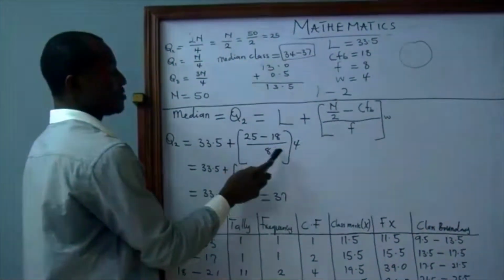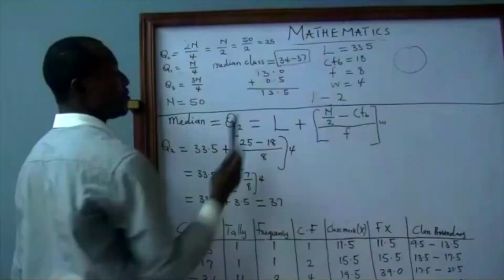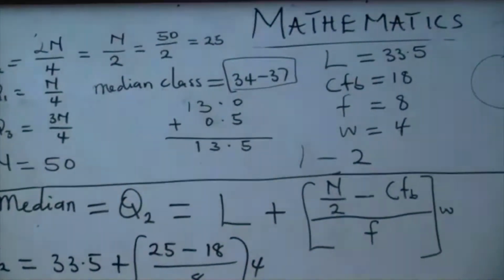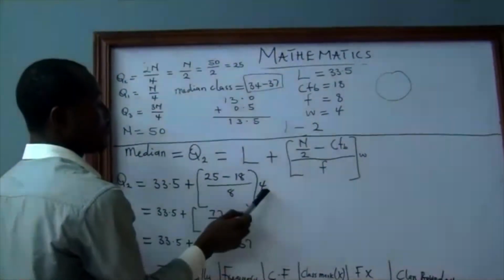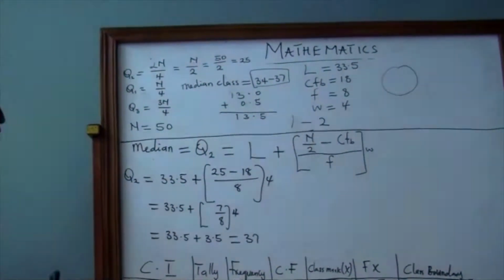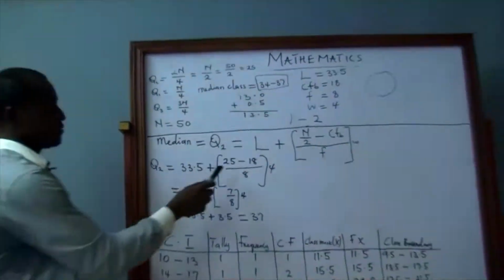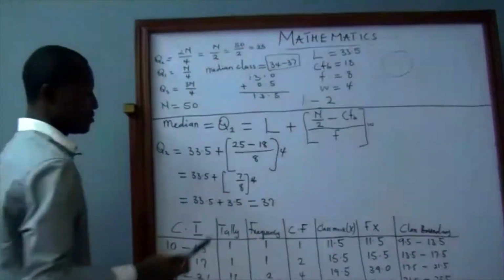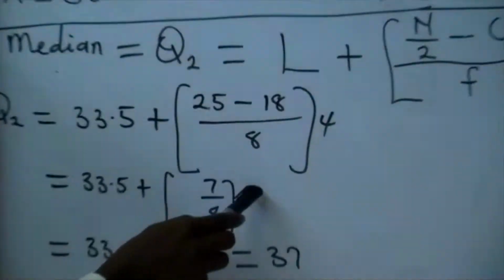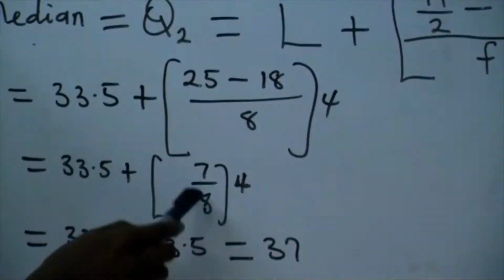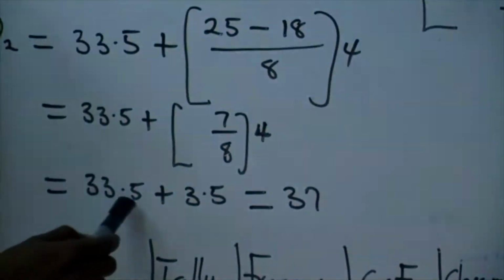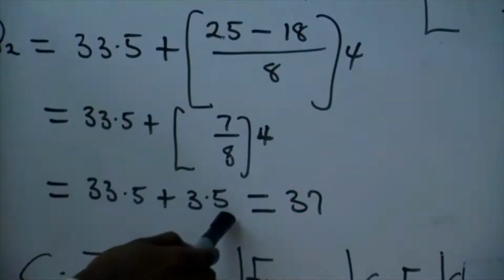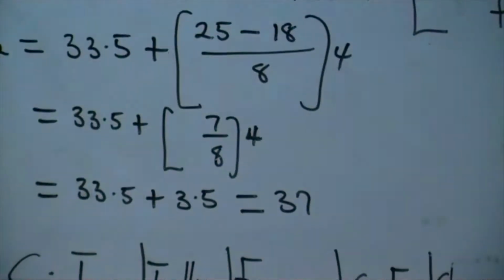Divided by 8, which is the frequency of the median class. Then W, the class width, is 4. So the rest is just simplification. 25 minus 18 is 7. If I divide 4 here by 4 in 8, I get 2. So 7 over 2 will give me 3.5. Then 33.5 plus 3.5 gives us 37.